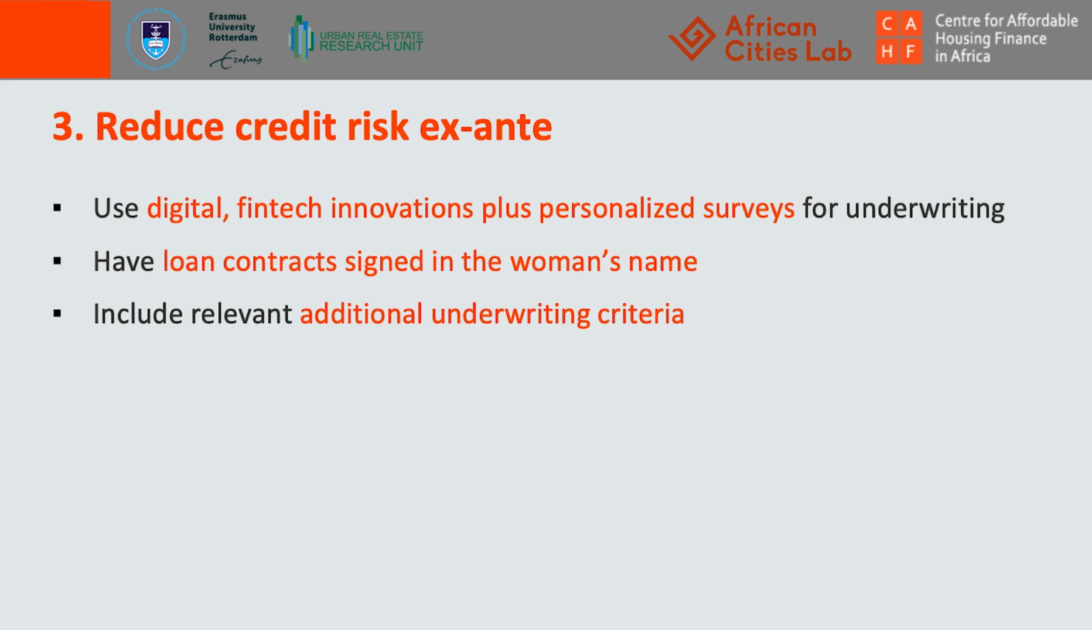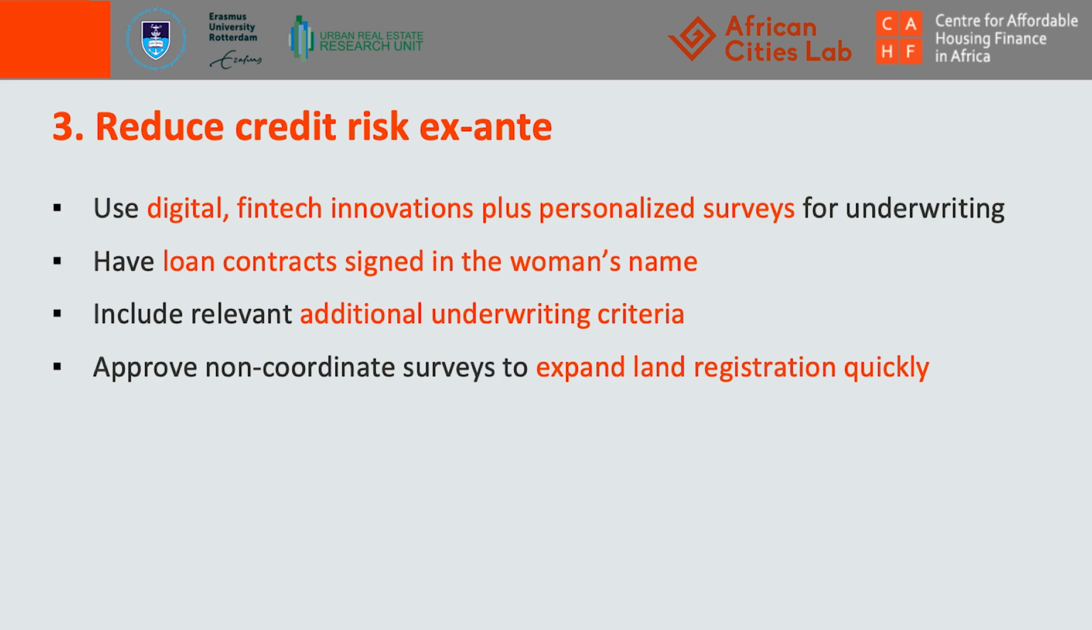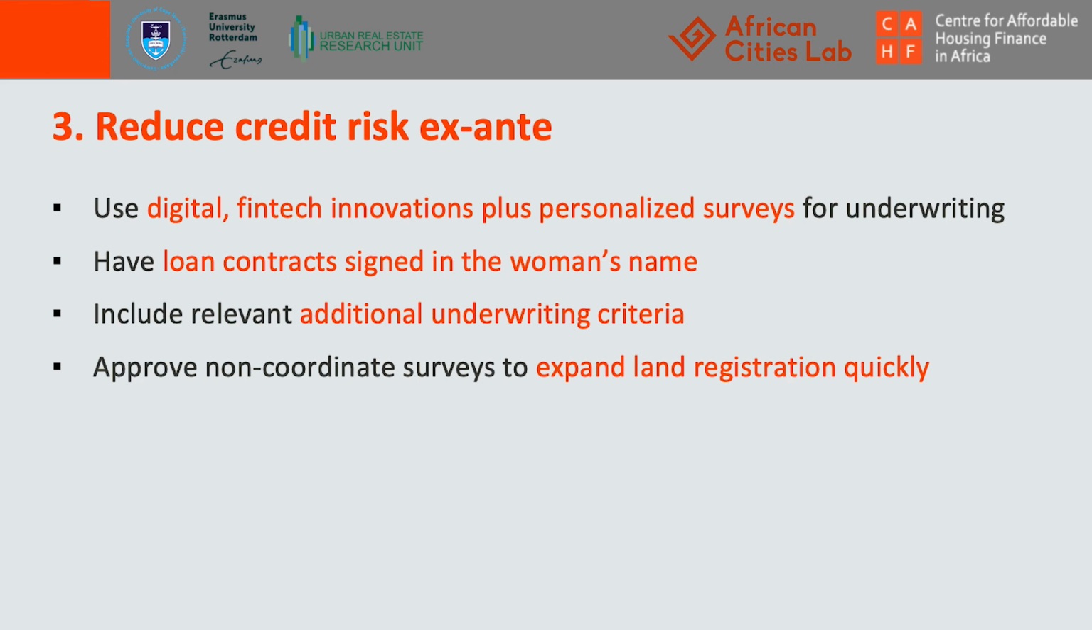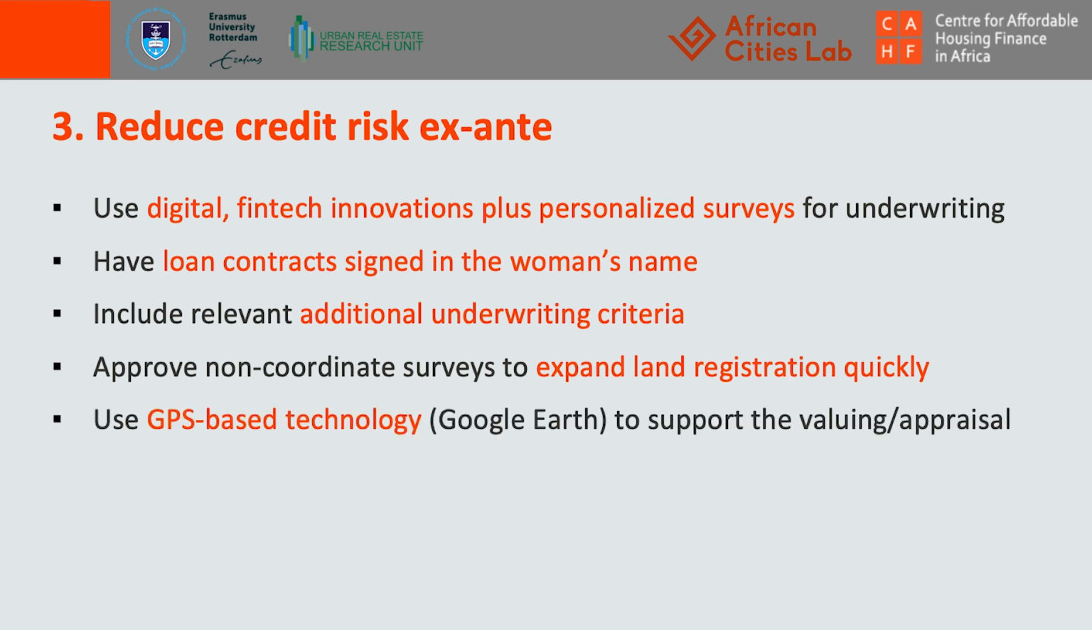On the regulatory side, it is important that regulators approve non-coordinate survey-based land registration systems that are less costly and much faster to implement and can dramatically expand the pool of mortgageable properties. Zambia's central bank has approved such surveys for mortgage underwriting. Very important. Lastly, innovative technologies such as Google Earth can be used to support valuing or appraisal of unconventional housing.